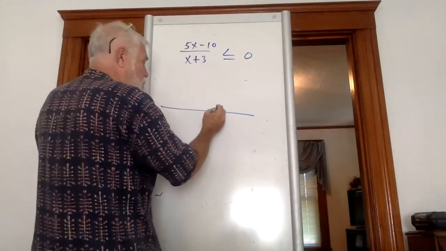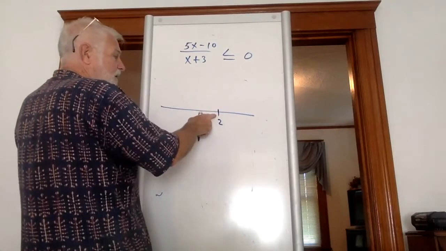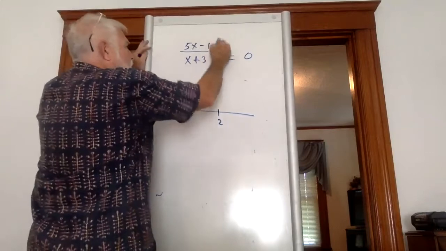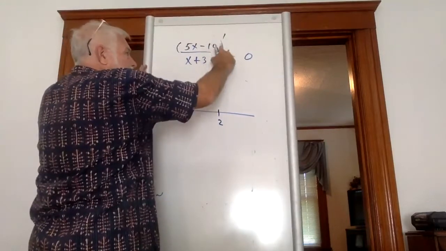2. Why did I put a dash? Because it's a linear factor to the first power. I got an eraser here, right? My finger.